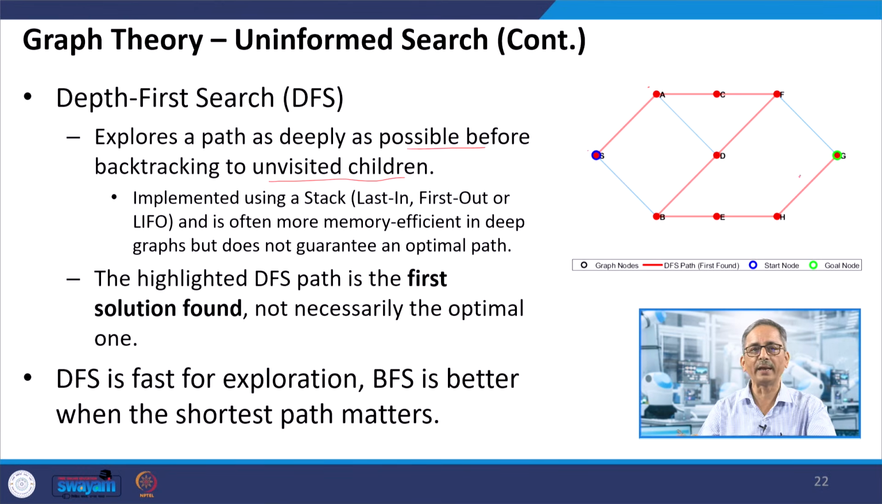Likewise, we can identify the path to reach the goal point, and this is implemented using a stack, which is last in first out. It is often more memory efficient in deep graphs, but does not guarantee an optimal path. The highlighted DFS path here is the first solution found. It is not necessarily, as I said, the optimal solution. So DFS is fast for exploration, whereas BFS is better when the shortest path matters.